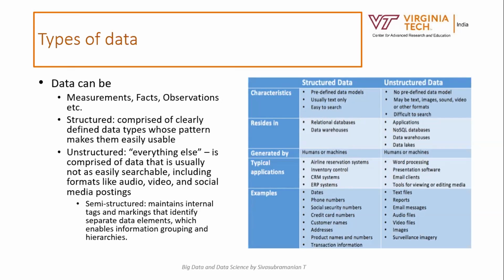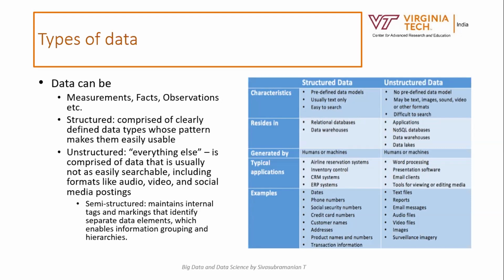Structured data resides typically in relational databases and data warehouses in a computer environment. And unstructured data resides in applications, NoSQL databases, data warehouses and data lakes. What's a data warehouse? What's a data lake? I mean, these terminologies are really funny. You have a cloud environment, you have a data lake kind of thing. Better to learn what these terminologies are and try to understand. And how are they generated?